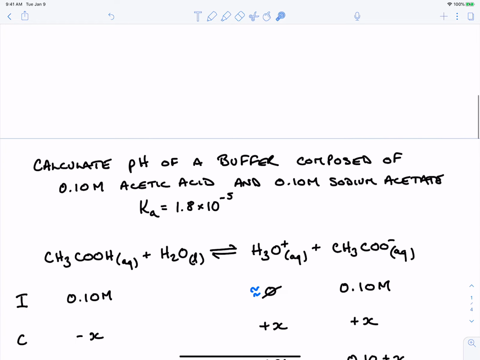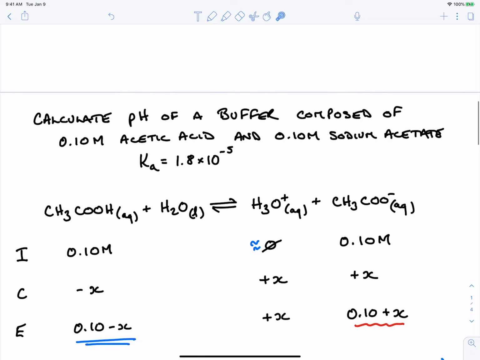And so what's the change that happens? Well, we get a negative X change, and because these are all one-to-one relationships, the concentration of hydronium ion increases by plus X, and the other product, acetate, increases by plus X. When we get to equilibrium, the concentration of acetic acid is 0.10 minus X, the concentration of hydronium ion is X, and the concentration of acetate ion is 0.1 plus X.